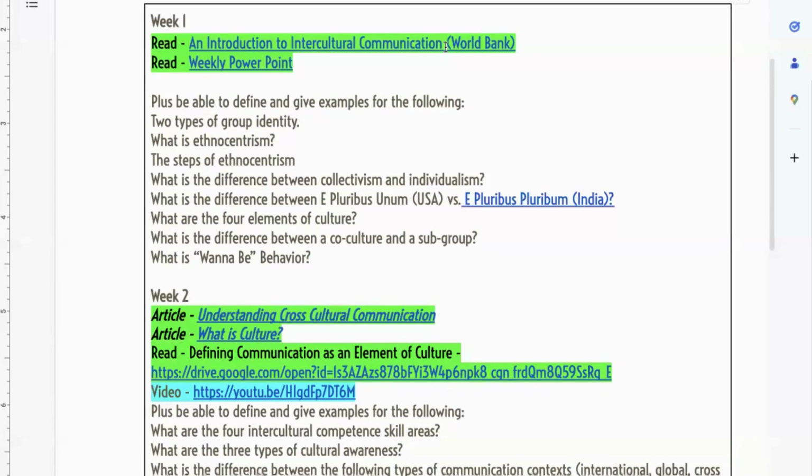I do want to emphasize that your test is a hybrid between actual fill-in-the-blank questions as well as multiple choice questions, so be prepared for that.